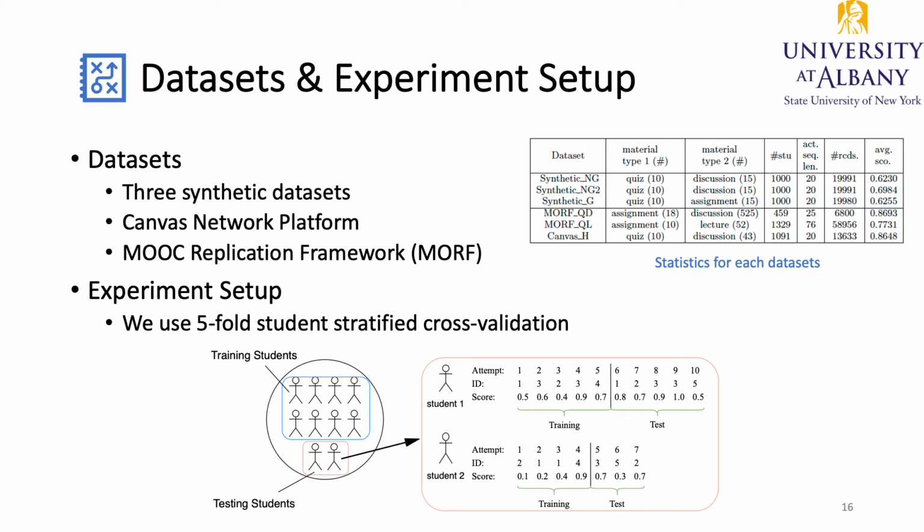We do 5-fold student stratified cross-validation. For each fold, we first split the students into 80% train and 20% target. For those 80% training students, we use all of their interaction records as training data. For the remaining 20% target students, we predict the last 50% of their scores given the first 50% of their interactions. We do online testing, which means we predict testing data attempt by attempt.